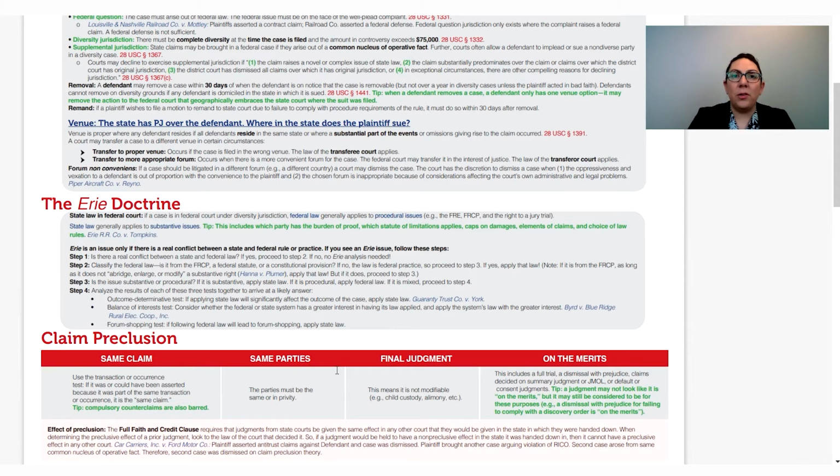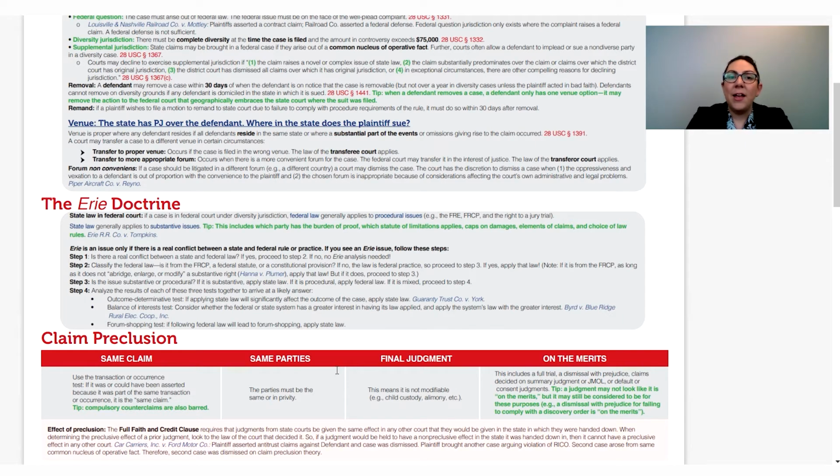So even though the federal court system is handling this breach of contract issue, they're not going to apply another system's procedural rules. They're still going to follow their own procedural rules. They have to reach out for the state's substantive law on the breach of contract, but they will still apply their own procedural rules.